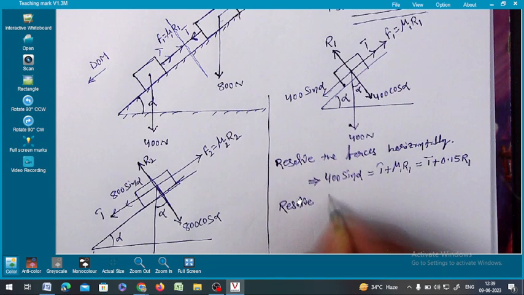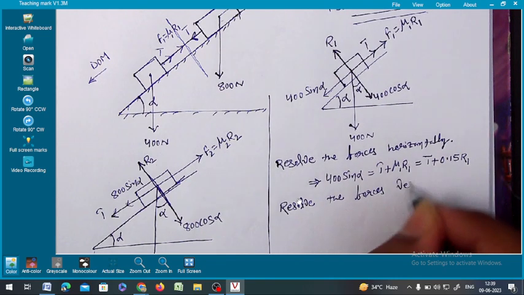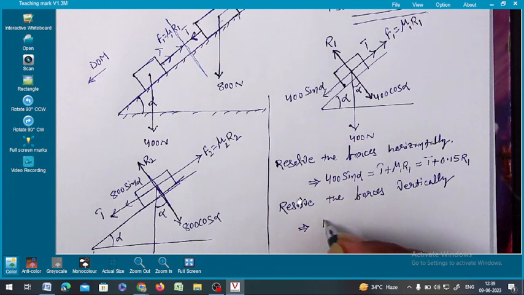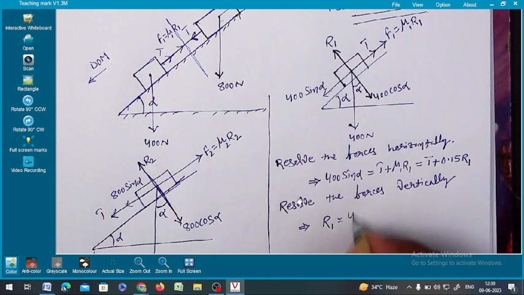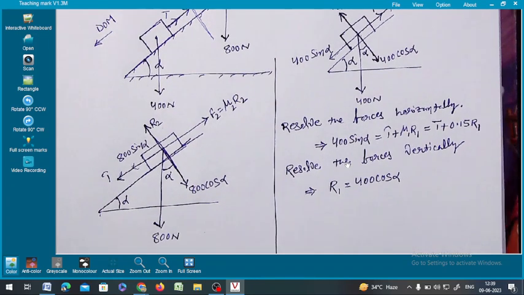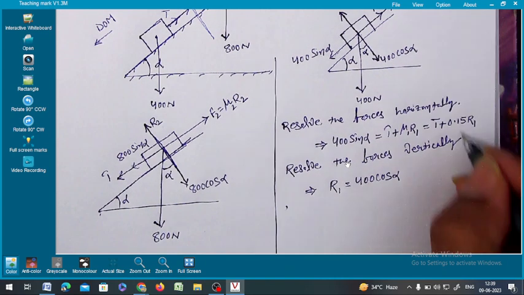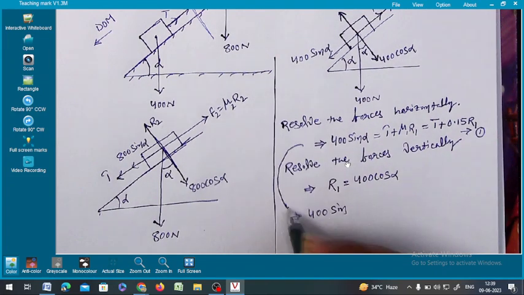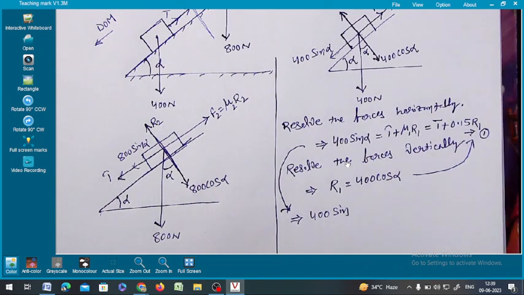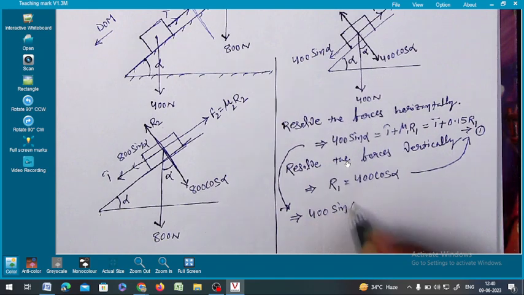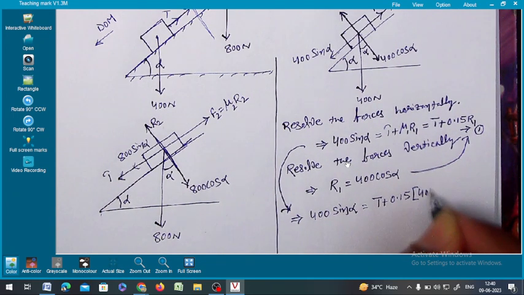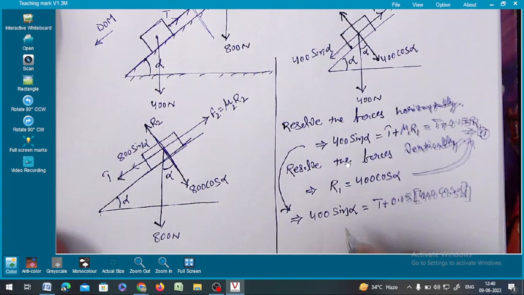Okay. Next, resolve the forces vertically. So vertically, how many forces are there? Two. So what will be the equation? R1 is equal to 400 cos alpha. So what will you do with this value of R1? Substitute in equation 1. So this R1 you substitute here. So what is the equation you get? 400 sin alpha is equal to T plus 0.15 into 400 cos alpha. Now what is 0.15 into 400?